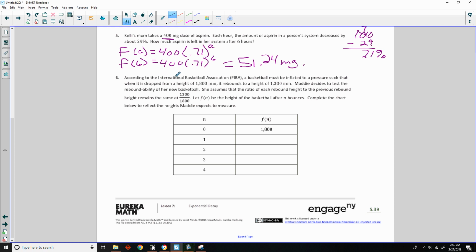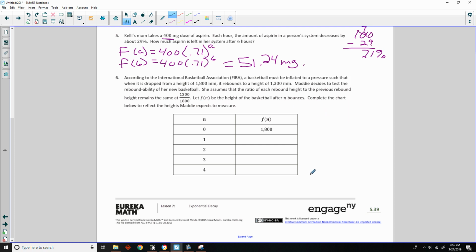Okay, number 6. According to the International Basketball Association, the FIBA, a basketball must be inflated to a pressure such that when it is dropped from a height of 1,800 millimeters, it rebounds to a height of 1,300 millimeters. Maddie decides to test the reboundability of her new basketball. She assumes that the ratio of each rebound height to the previous rebound height remains the same at 1,300 over 1,800. Let f of n be the height of the basketball after n bounces. Complete the chart below to reflect the heights Maddie expects to measure.